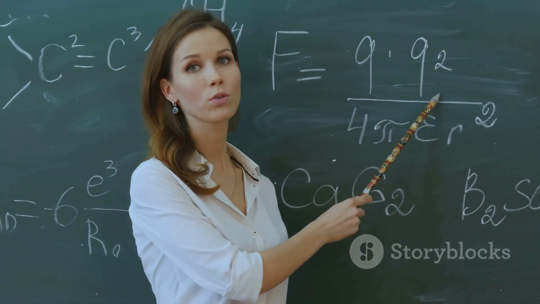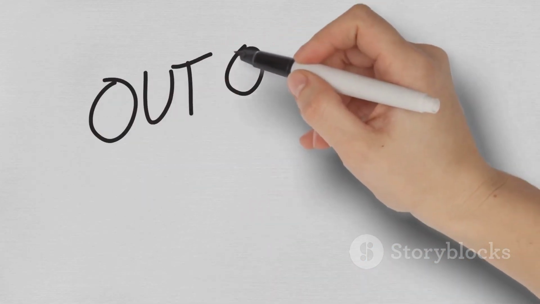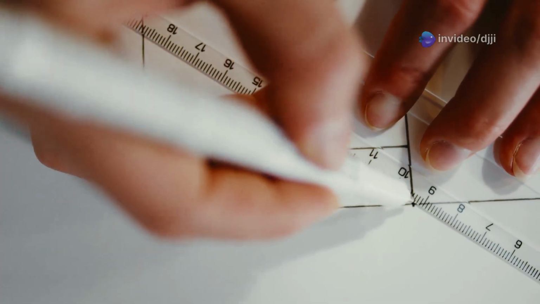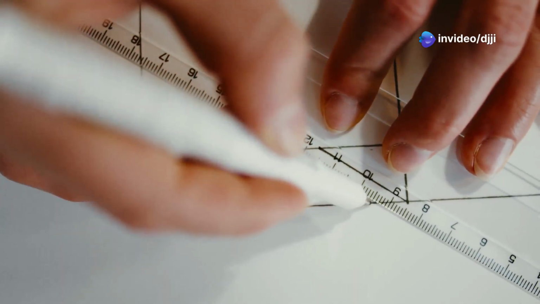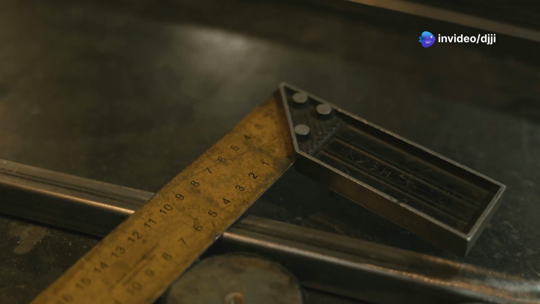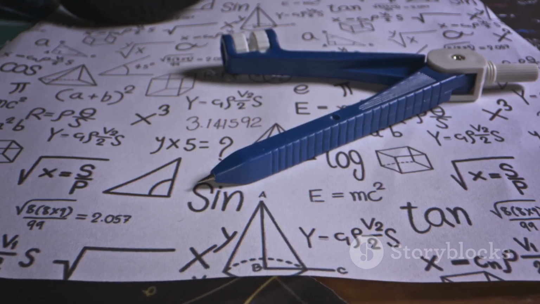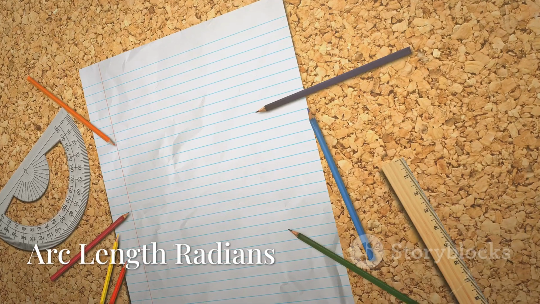1. Understand the formula. Arc length, s, is the distance along the curved path of the arc. Radius, r, is the distance from the center of the circle to any point on its circumference. Angle, theta, is the central angle of the arc. This can be measured in either radians or degrees.